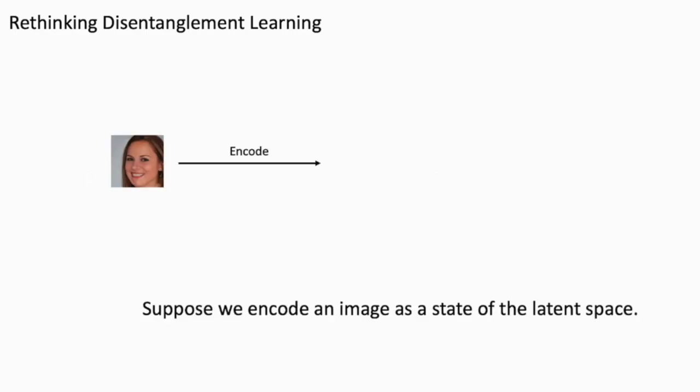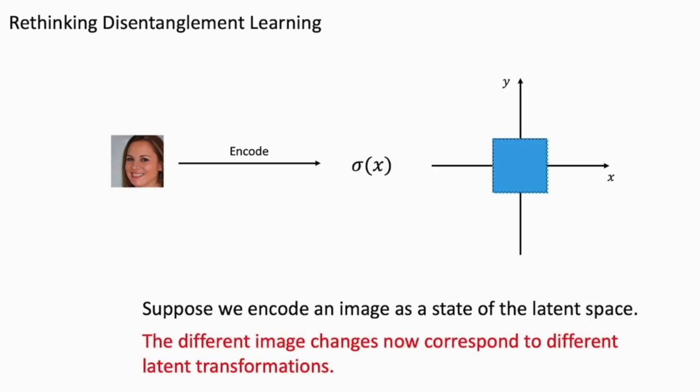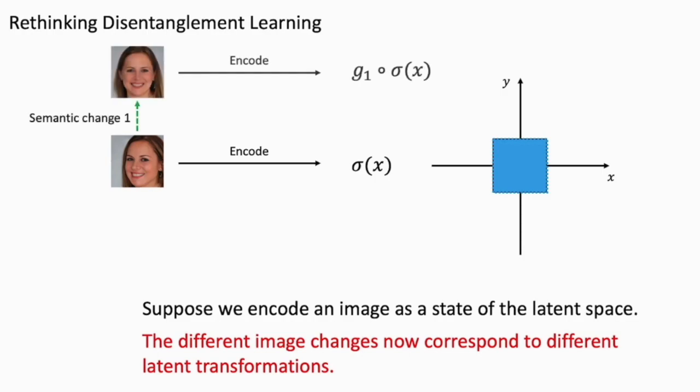Imagine we have an embedding that describes the state of the latent space. How this embedding is defined will be introduced later. Now we just need to remember this embedding represents a state of the latent space. When the image changes by some semantics, we can now use a certain type of transformation to act on this latent space. For example, we can rotate the space by some degrees.